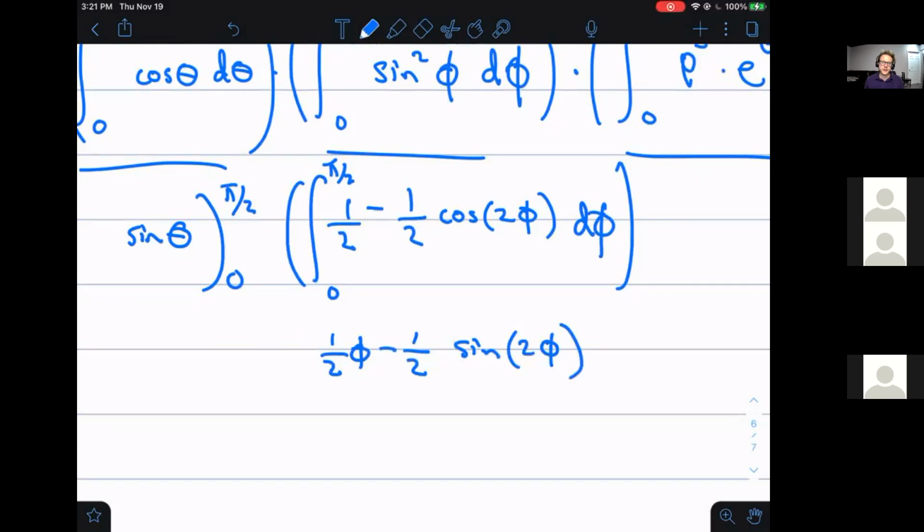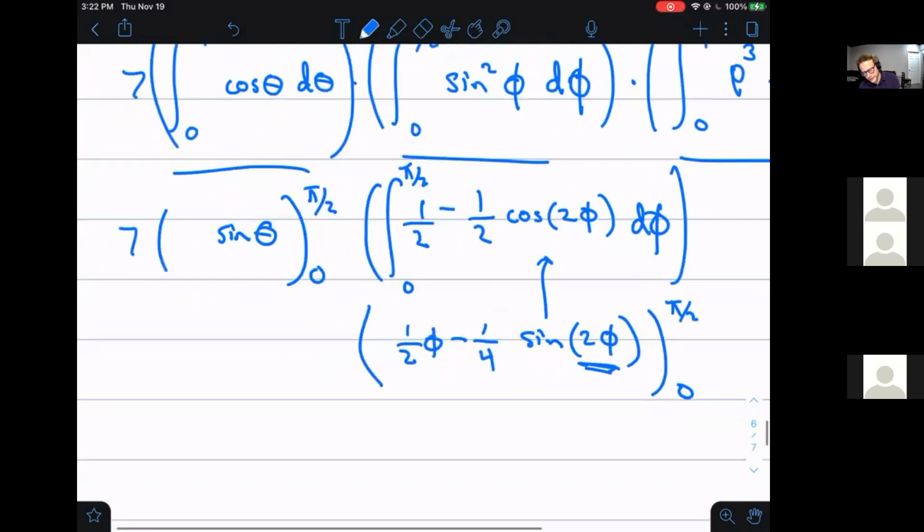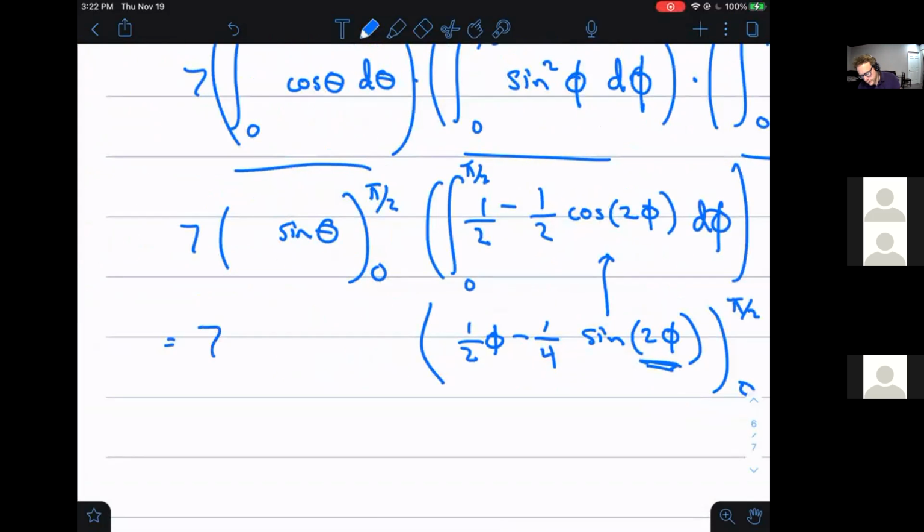And don't forget, right, that technically this is 2 phi. It's not just regular old phi. And so technically there's a small u substitution that's going on here. If you were to take the derivative of this, you don't actually get back to where you started. You actually need another 1/2, right? So this needs to be 1/4. And now you can double check. If you take the derivative of this, you get back to where you started. So that is indeed a correct antiderivative. And so from this, you can evaluate from 0 to pi over 2.